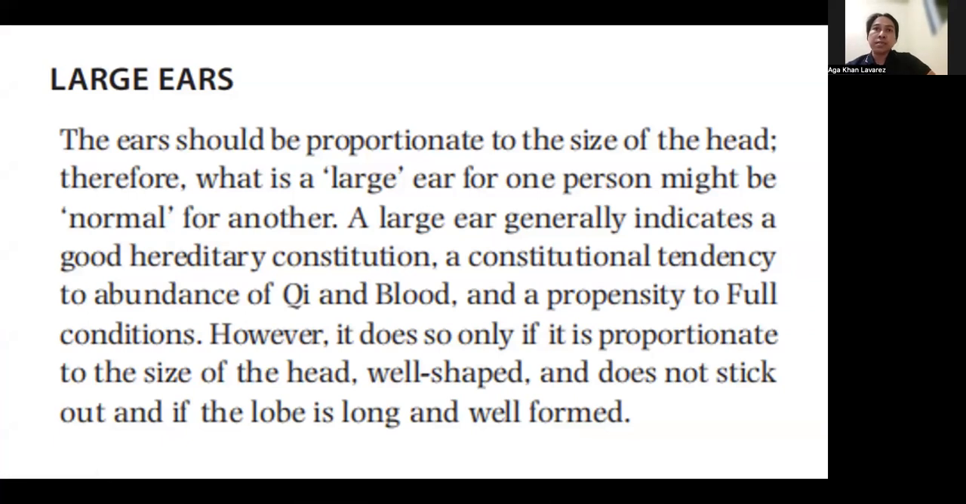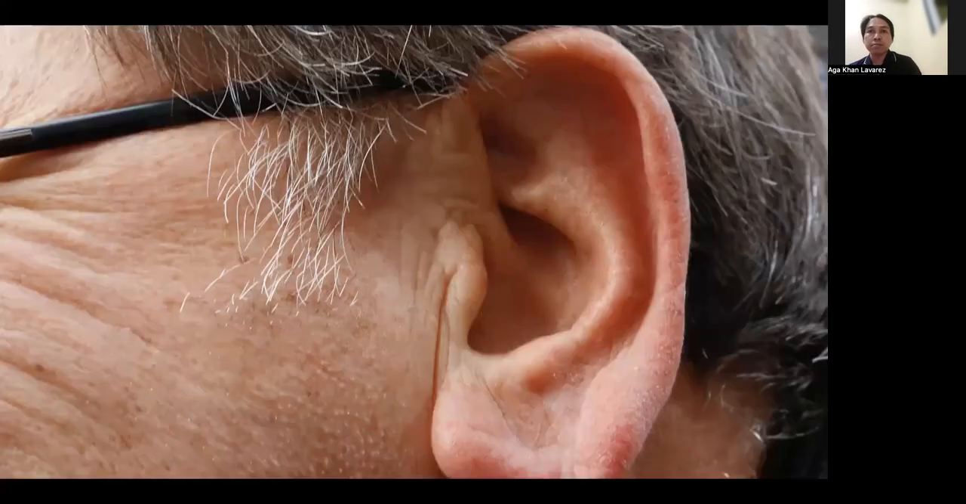Large ear. The ear should be proportionate to the size of the head. Therefore, what is a large ear for one person might be normal for another. A large ear generally indicates a good hereditary constitution, a constitutional tendency to abundance of qi and blood, and a propensity to full condition. However, it does so only if it is proportionate to the size of the head, well shaped, and does not stick out, and if the lobe is long and well formed.